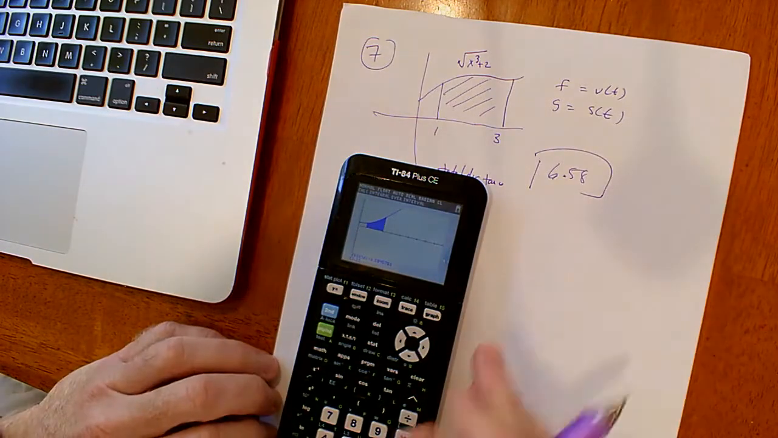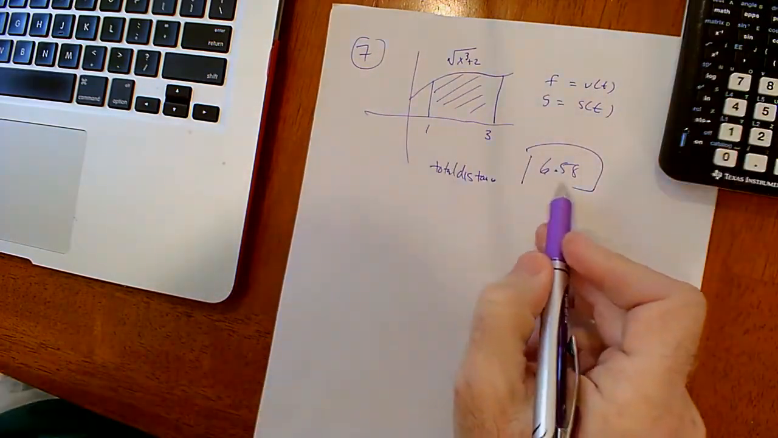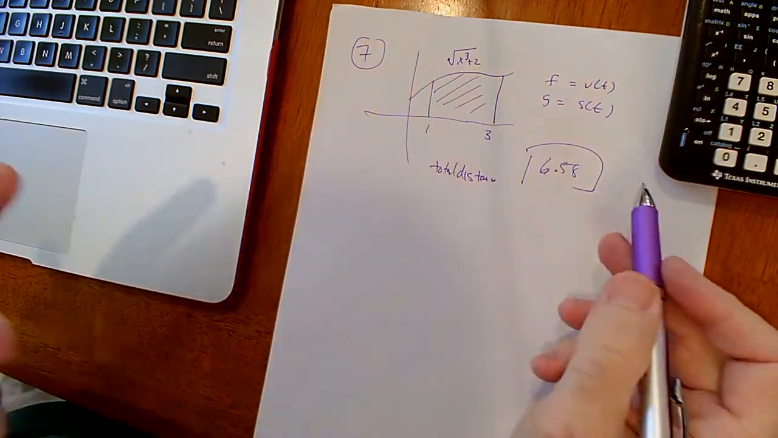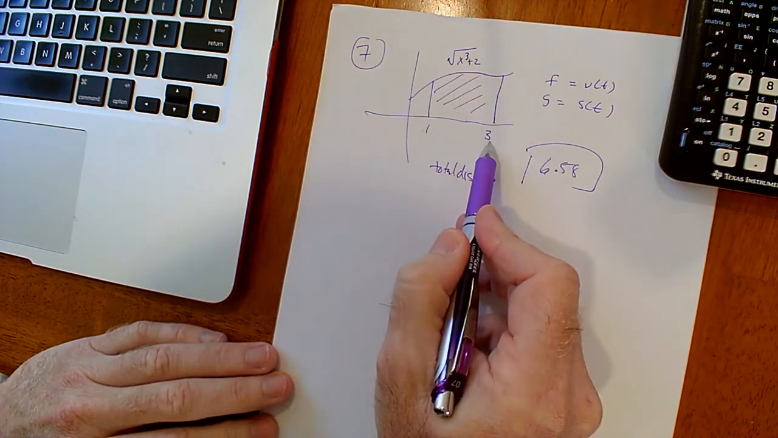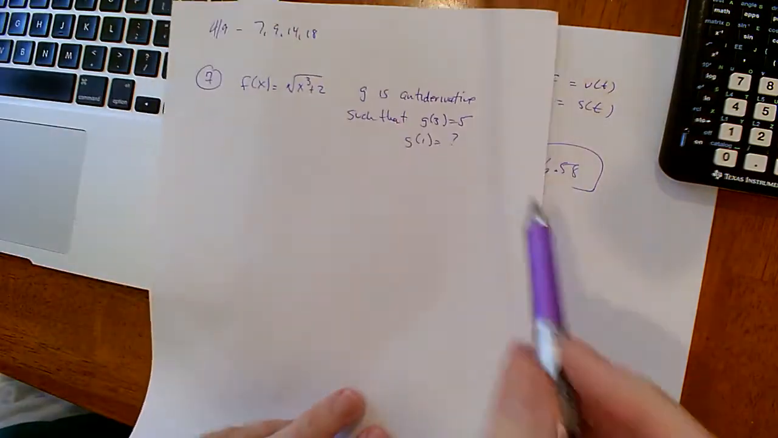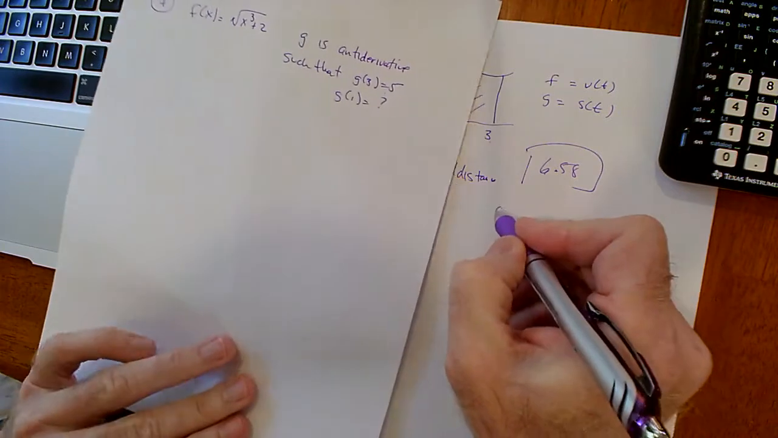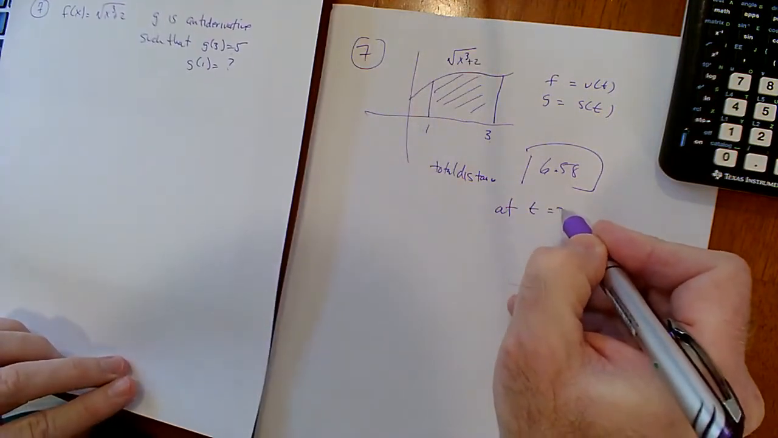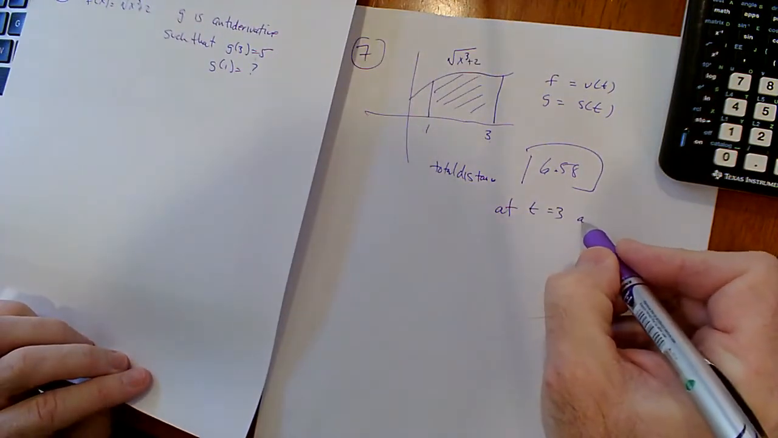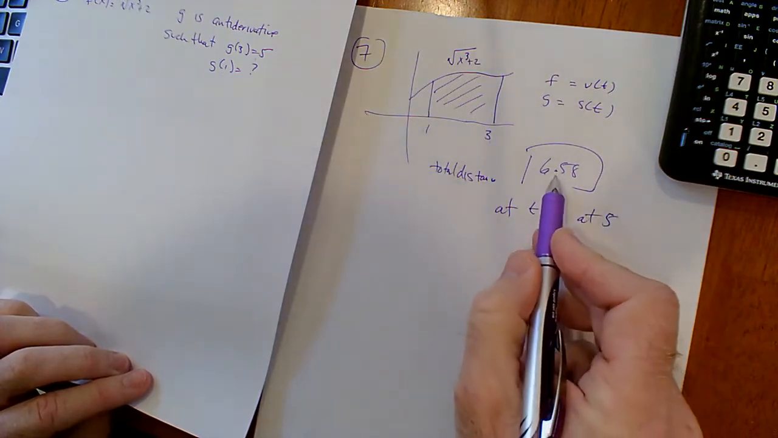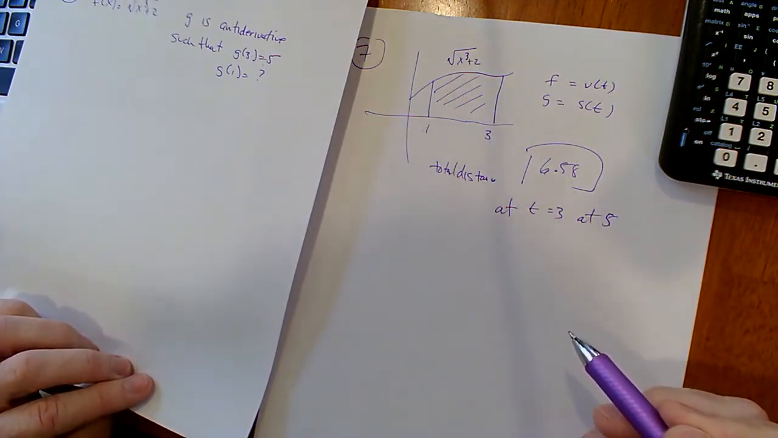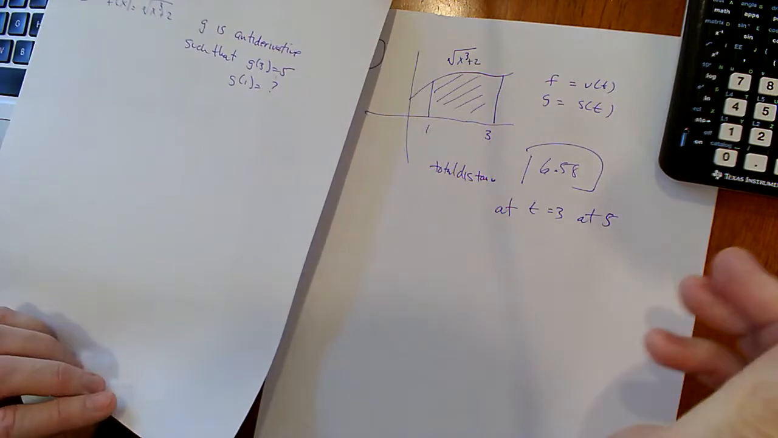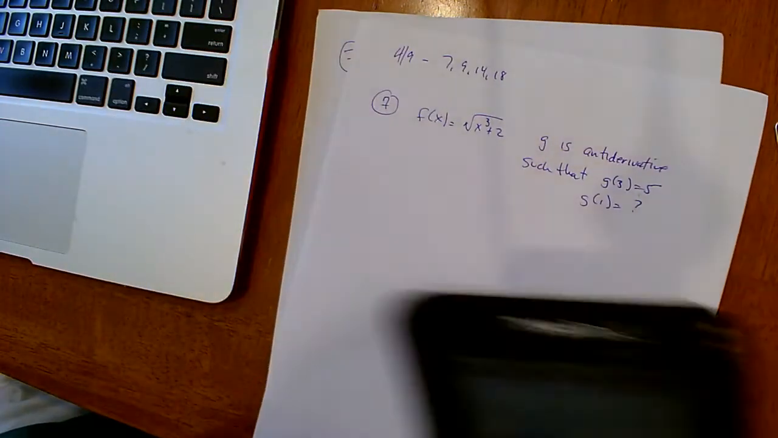So if I know it traveled 6.58 units, or whatever it is, from 1 to 3, and I happen to know where it is at 3, so at time equals 3, it's at 5, all I have to do is take away that 6.58 that it traveled. So that's one way to think about it. The other way is just to do it straight with an integral.